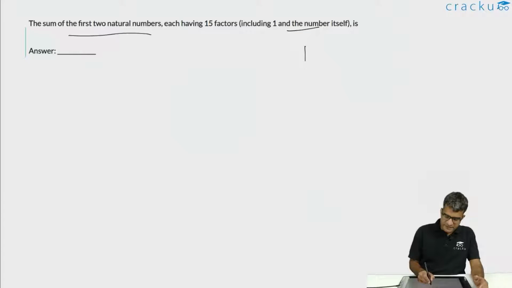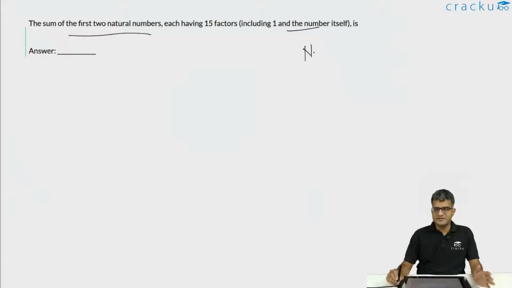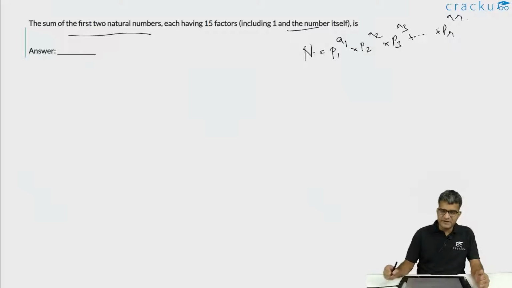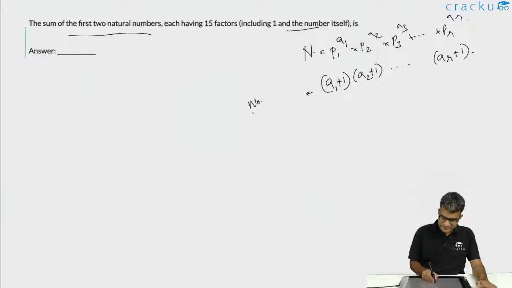If you have a number n, and you are doing the prime factorization of n, that is, writing n as p1 to the power a1 into p2 to the power a2 into p3 to the power a3 and so on into pr to the power ar, where p1, p2, p3 till pr are prime numbers, then the number of factors of n is (a1 plus 1) into (a2 plus 1) into dot dot dot into (ar plus 1). This is the number of factors.